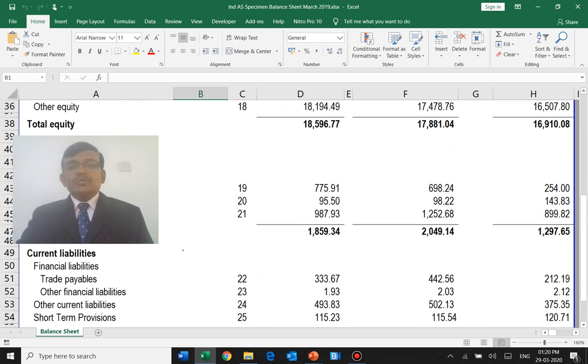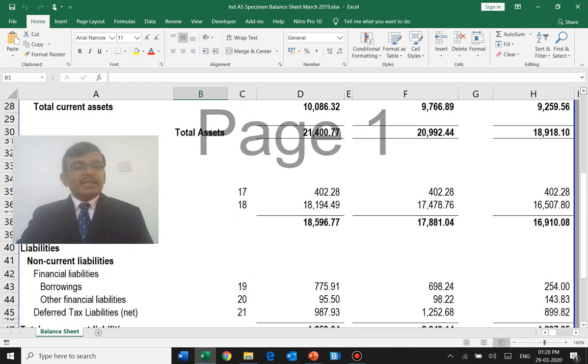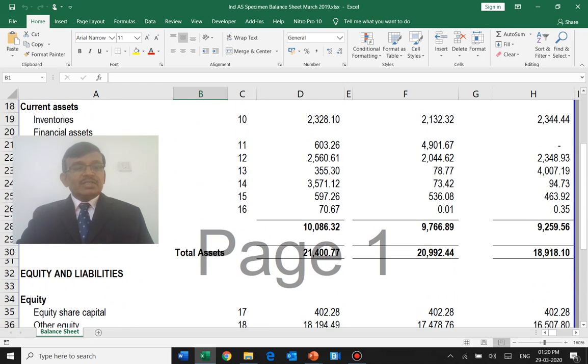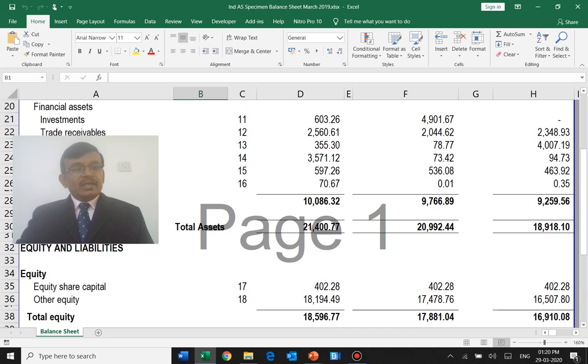Then comes what we call the liability side, or maybe I should use the words equity and liability side. So the equity comes first, and interestingly, you can see equity share capital is shown separately. Other equity is shown separately. Let us understand this a little bit later.